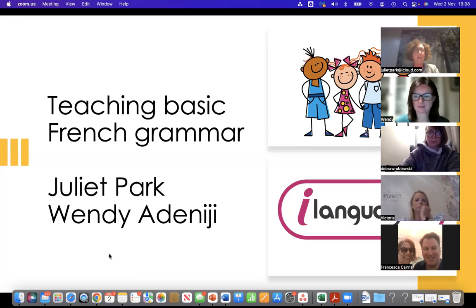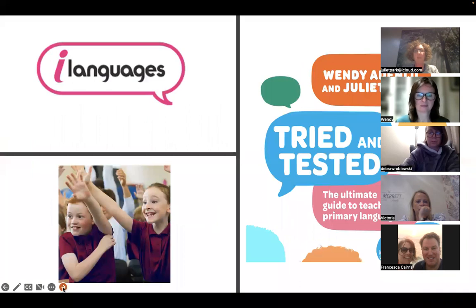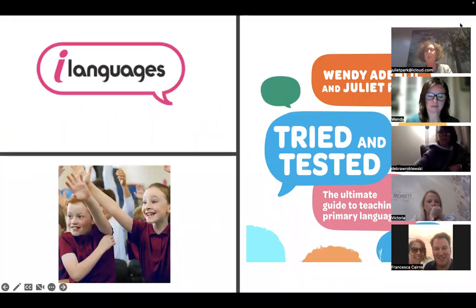So I'm going to go straight in, and what we're going to just mention before we do is that Wendy and I created a book, and this was published in March of this year. Some of you may have seen it already. There is a QR code at the end, and that is called Tried and Tested, the Ultimate Guide to Teaching Primary Languages. So some of the ideas that I'm going to be showing you this evening come from that book because there's a whole section on grammar.